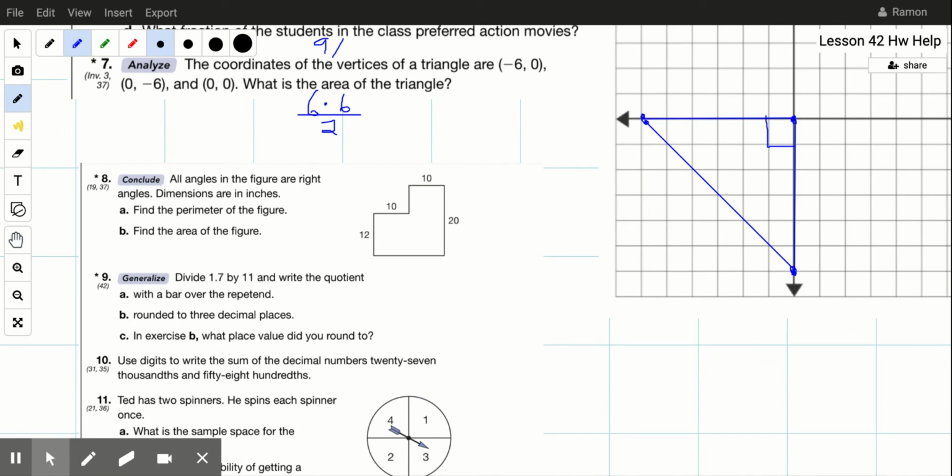Number 8, all the angles are right angles. The dimensions are in inches. Find the perimeter. So we have to find this amount, which you say 20 minus 12 gives you 8. And then this amount, 10 plus 10 gives you 20. So to find the perimeter, you just add all those up.